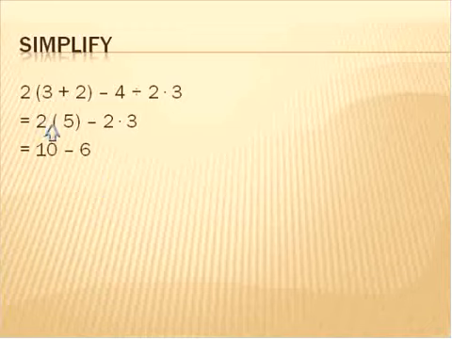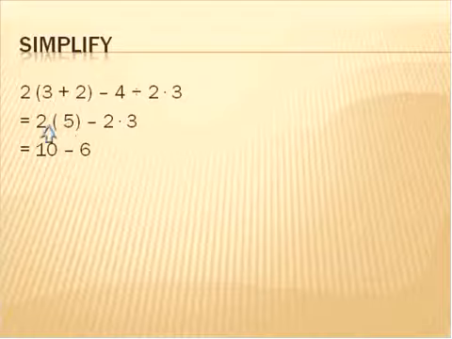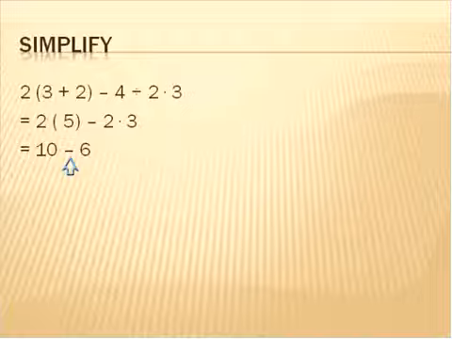The next step, we will multiply 2 times 5. When you have parentheses right beside a number, it implies that you are multiplying. So this means 2 times 5, which will give you 10. And the subtraction is, remember, left till the very end. 2 times 3 is 6. And now we can do 10 minus 6, which is equal to 4.